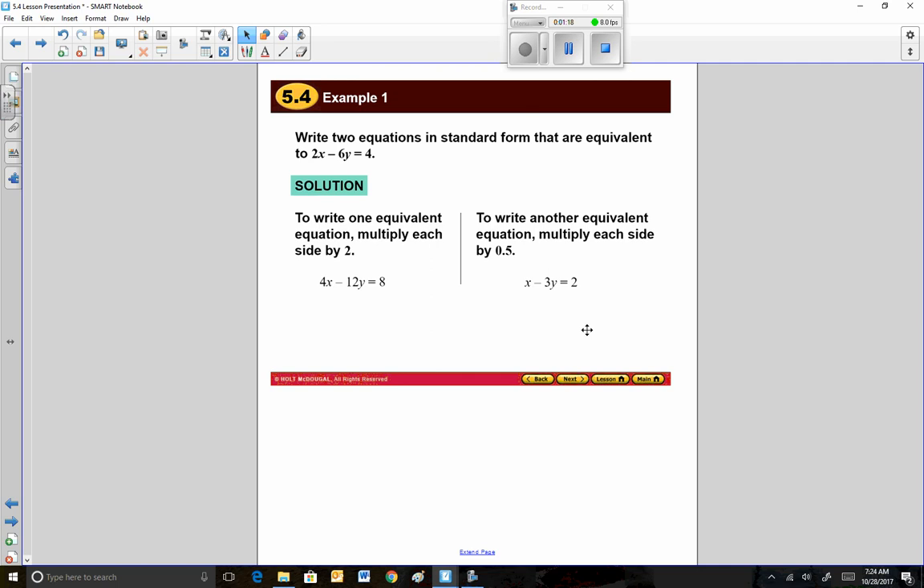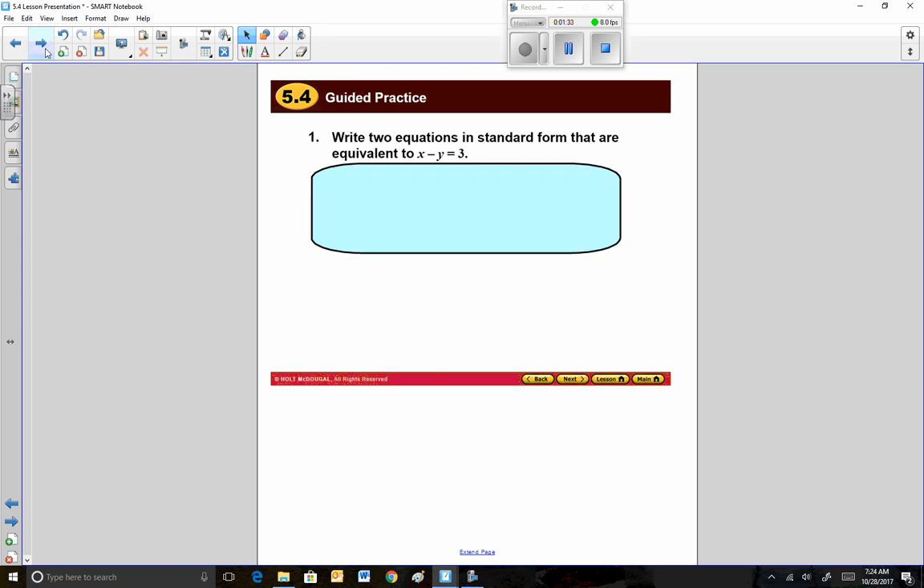So how do you get equivalent equations? You just multiply every number on both sides by one particular number, like 2 or a half or 3, 4, and so on. That's how you can get equivalent equations. All right, let's have you try it. Write two equations in standard form that are equivalent to this equation: x minus y equals 3. Pause your video and see if you can do it.